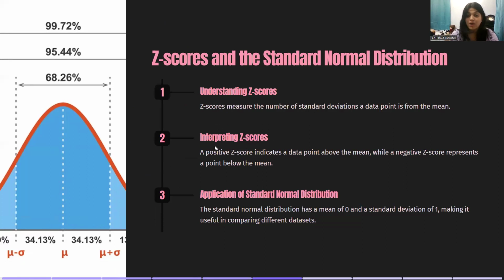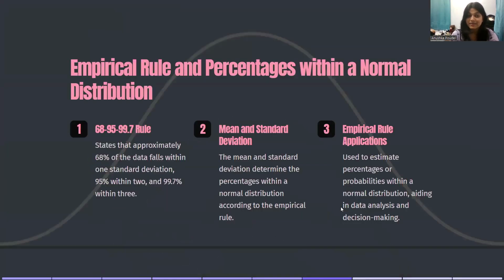Interpreting the z-score. A positive z-score indicates a data point above the mean, while a negative z-score represents a data point below the mean. Application of the standard normal distribution. The standard normal distribution has a mean of 0 and standard deviation of 1, making it useful in comparing different data sets, as these numbers are pretty useful. Let's understand the empirical rule and percentages within a normal distribution.